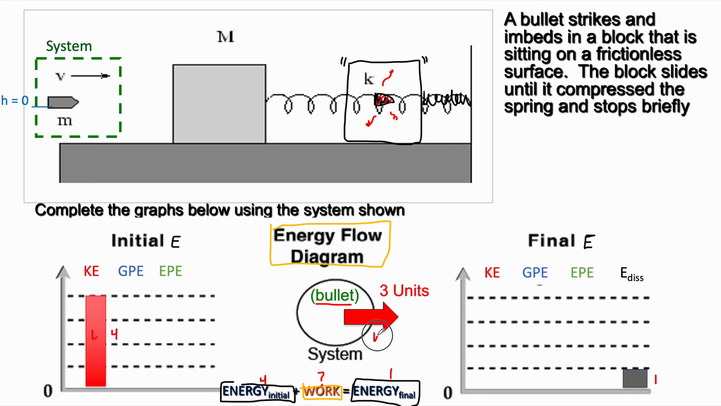And the arrow here does not represent force. Normally I do fat arrows as that. But in this case, it represents the work or the energy leaving my system. 3 units left. Start out with 4, ended up with 1.